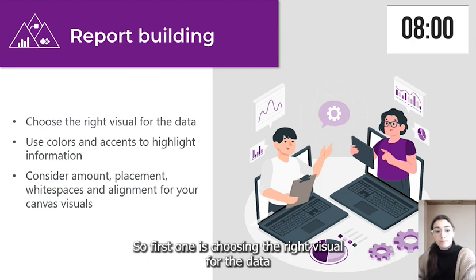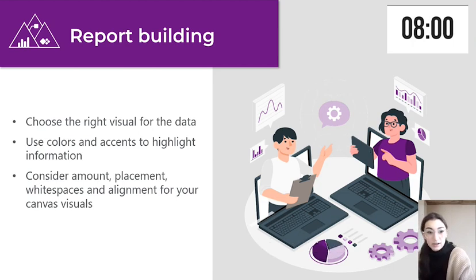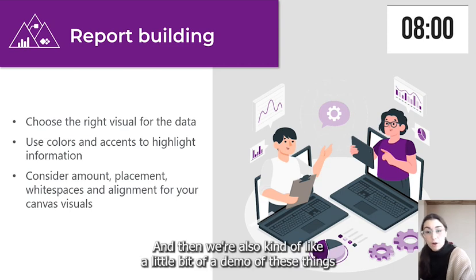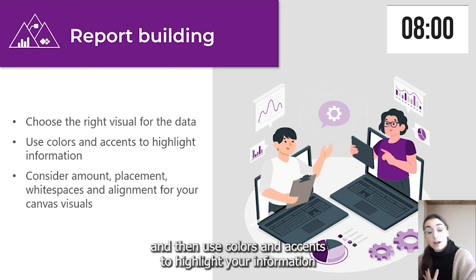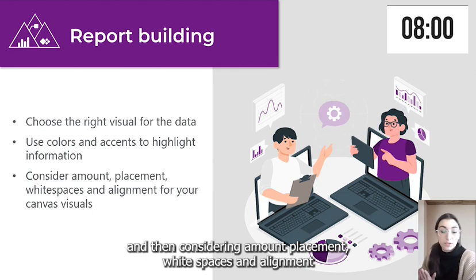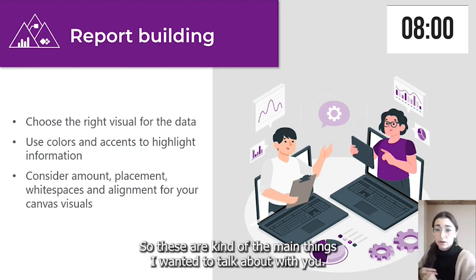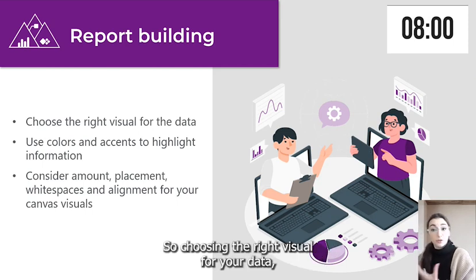So first one is choosing the right visual for the data. And then I'll show a little bit of a demo of these things. Then, use colors and accents to highlight your information, and then considering amount, placement, white spaces, and alignment for your Canvas visual. So these are the main things I wanted to talk about with you. So, choosing the right visual for your data.